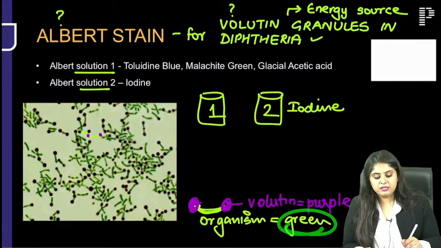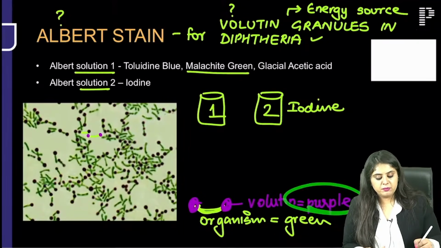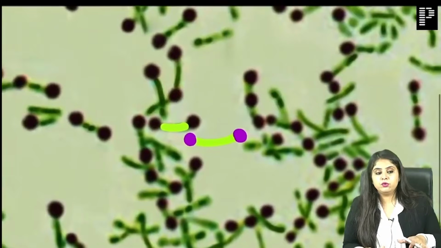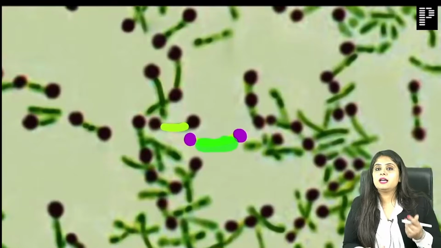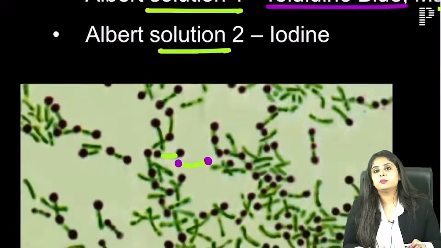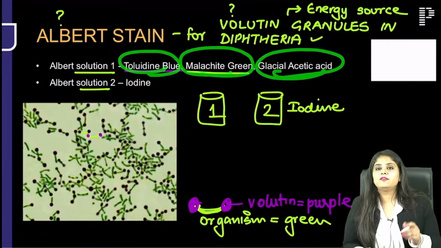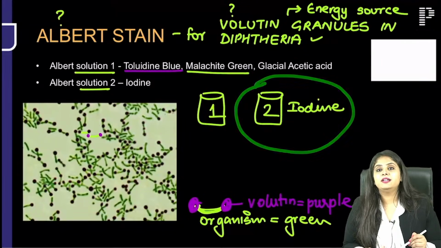So you tell me, what is the green color put up in bottle 1? That is malachite green. What is the bluish purple color that has been put up in bottle 1? Toluidine blue. Now tell me, do you have to learn anything? In this photo, the organism comes out as green in color. So for green, it is malachite green. And the volutin granules are purple in color, so bluish purple is toluidine blue. So I have added toluidine blue and malachite green, with a little bit of acetic acid for mixing the solution. And in bottle number 2, I have added iodine.